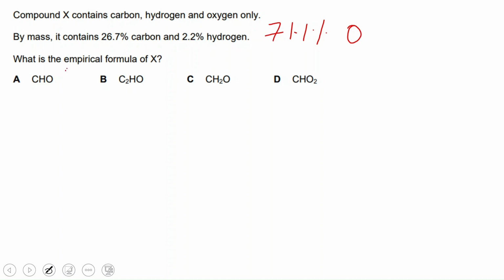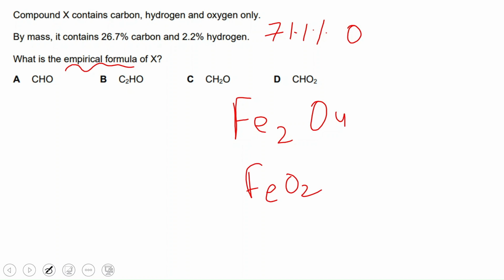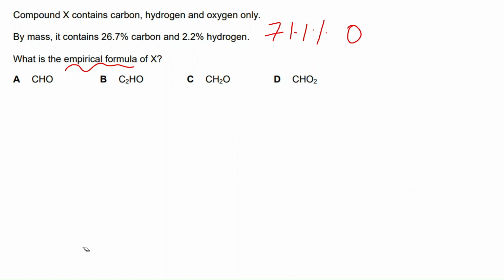The empirical formula means that it is the simplified formula for it, right? So let's take something like this, it's imaginary, it's not an actual compound. So let's say Fe2O4. This is the molecular formula. The empirical formula will be FeO2. So that's the difference over there. Again, these are just imaginary compounds that are made up, they don't actually exist in nature. So that's just an example.